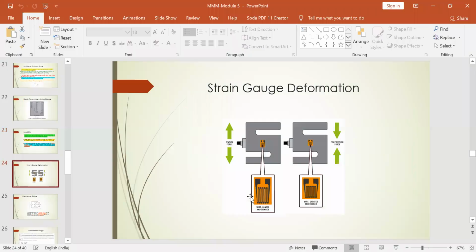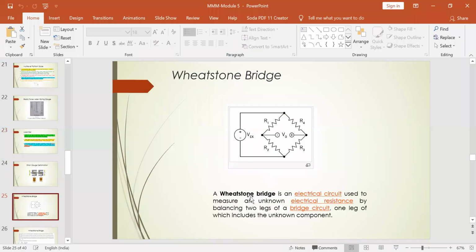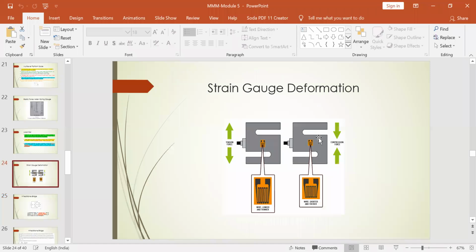So how does strain gauge deformation take place? Before that, you can see this is a Wheatstone bridge which has four legs, R1, R2, R3 and R4. It has to be balanced. What is the main use of a Wheatstone bridge? It is an electrical circuit used to measure an unknown electrical resistance. You have to balance at least two legs of the given bridge, and one leg will include the unknown component you have to measure. So this is about the Wheatstone bridge.